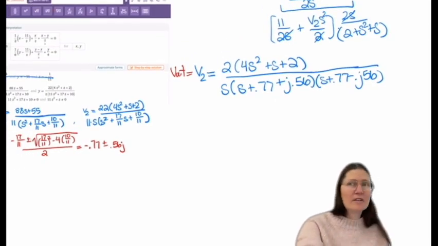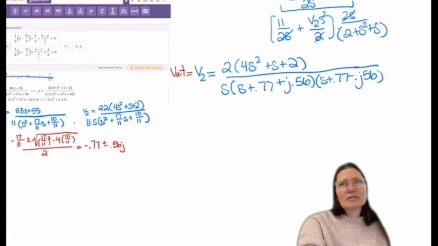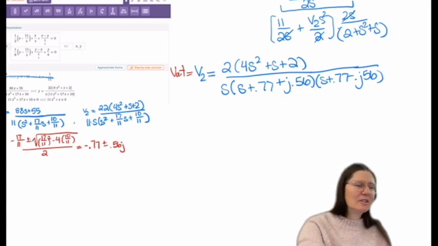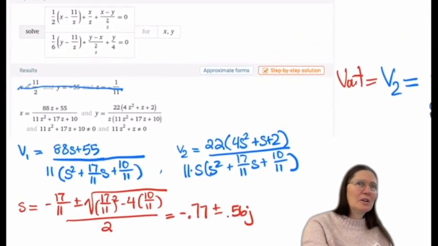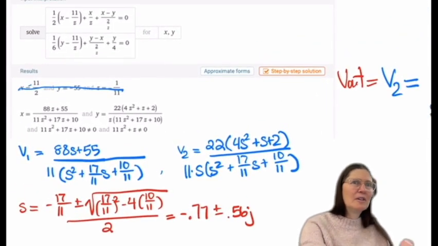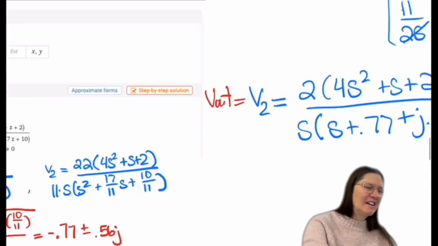I see a bunch of numbers and then I see your factored form at the bottom, like S times S plus 0.77 plus j0.56. How did we get to there? I feel like it's so procedural, but I don't have the intuition to know what the procedure is.